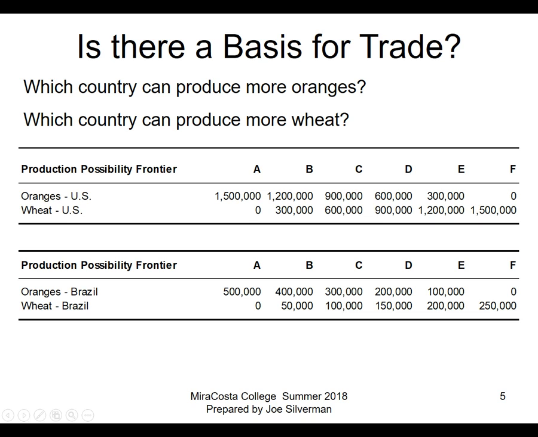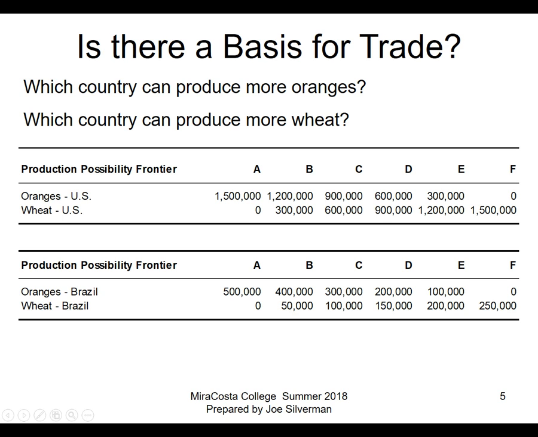If you look at these points, some of you might conclude that it's not really possible for Brazil and the United States to get together and trade because the United States outproduces Brazil pretty drastically in oranges, 3-1, and even more drastically in wheat, 6-1. But that's not the basis for trade. What we see over here in this table is that the United States has an absolute advantage over Brazil in the production of wheat and oranges.